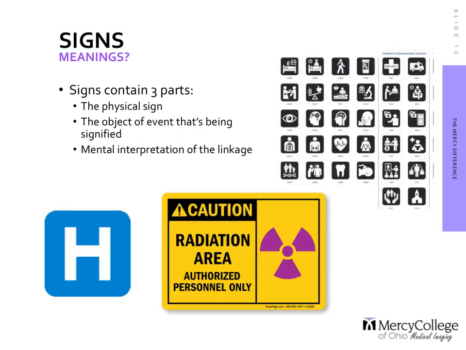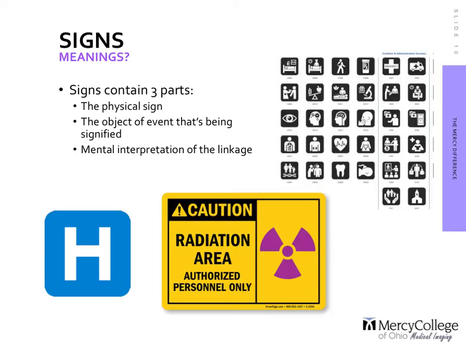The textbook has a really nice section about signs. I encourage you to dig into that section, investigate it, because there's a lot of misinterpretation that can happen. Signs are said to have three parts: the physical sign itself, the object or event that's being signified by that sign, and then the linkage between the two. So when you see this sign, the question is, are you seeing a blue border with a white H? Or are you seeing the actual physical hospital when you see that sign?